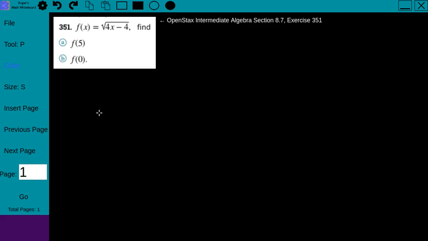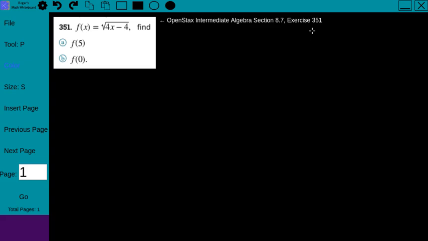This particular problem comes from OpenStax Intermediate Algebra textbook, particularly section 8.7. This is exercise 351. And thank you again to OpenStax for making freely available textbooks. If you haven't already checked out OpenStax, you really should. It's a pretty sweet organization. They basically make free textbooks available. But anyway, this particular problem is out of Intermediate Algebra Section 8.7.